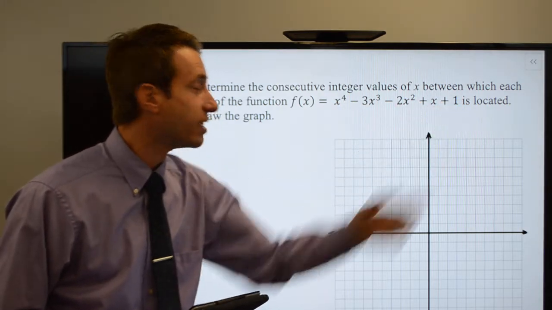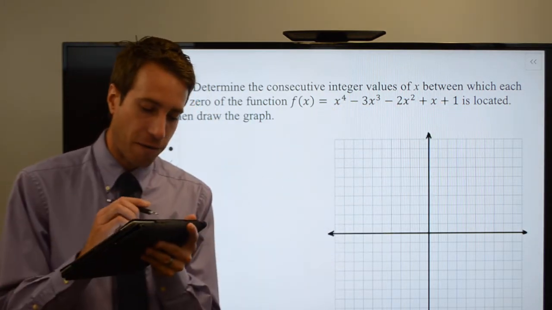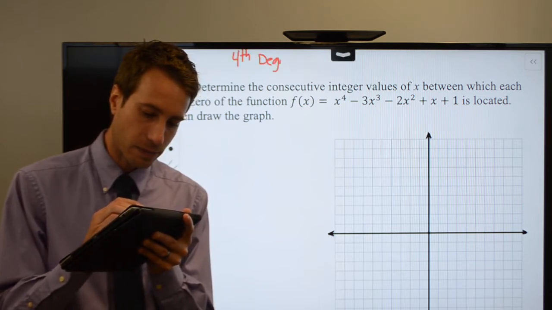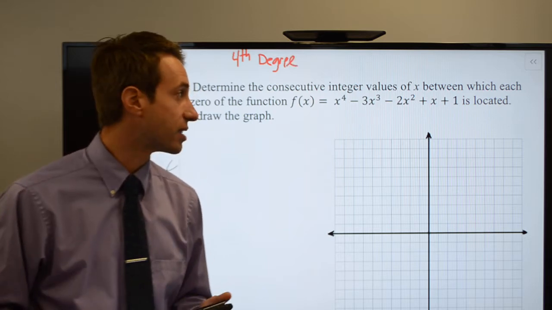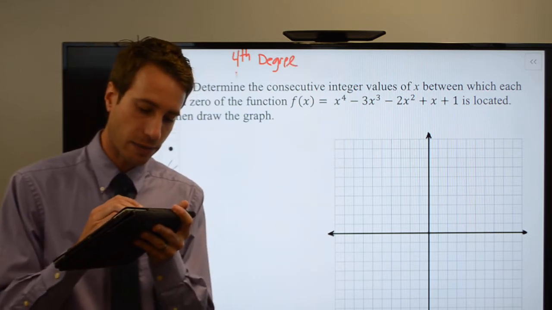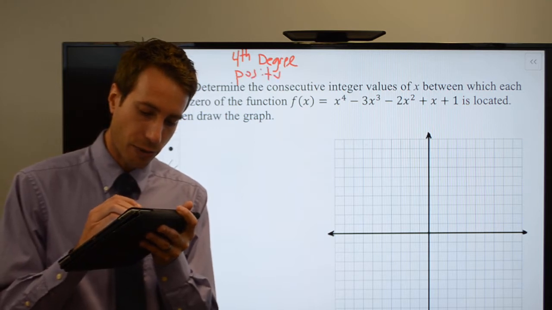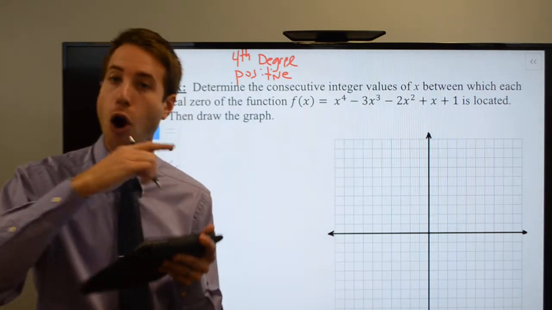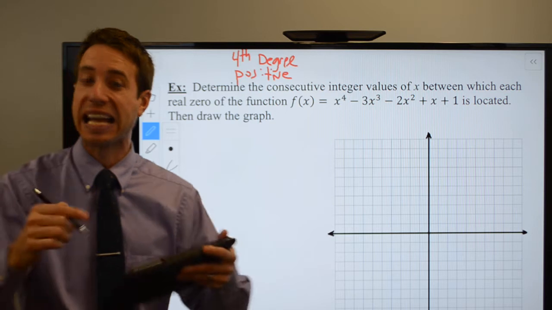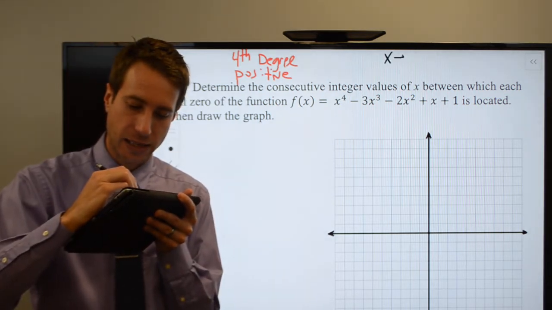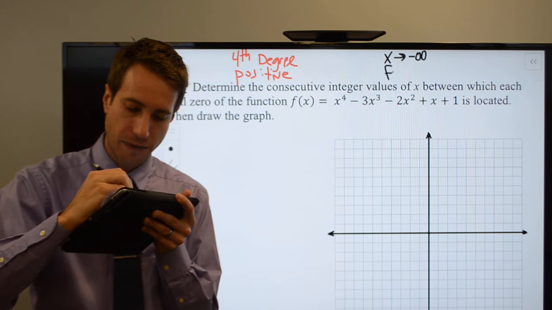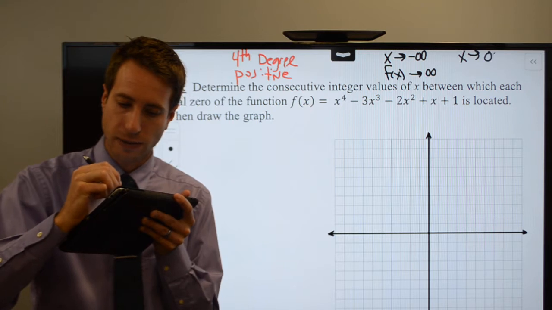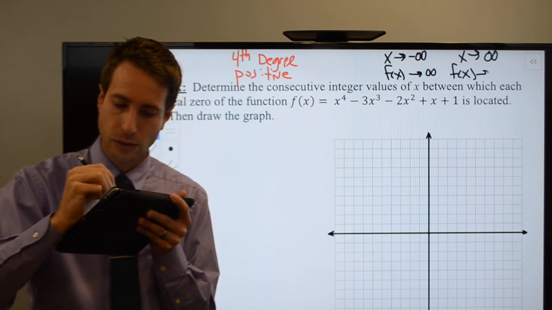4, 3, 2, 1, 0. It is in standard form. That means I have a fourth degree, which means I am even. Even tells me both ends are going to go in the same direction. My leading coefficient is positive. So both ends are going to be headed to positive infinity. What that means is I already know what the ends of my polynomial are going to look like. As x goes to negative infinity, f of x is going to go to positive infinity. And as x goes to positive infinity, f of x is going to go to positive infinity.